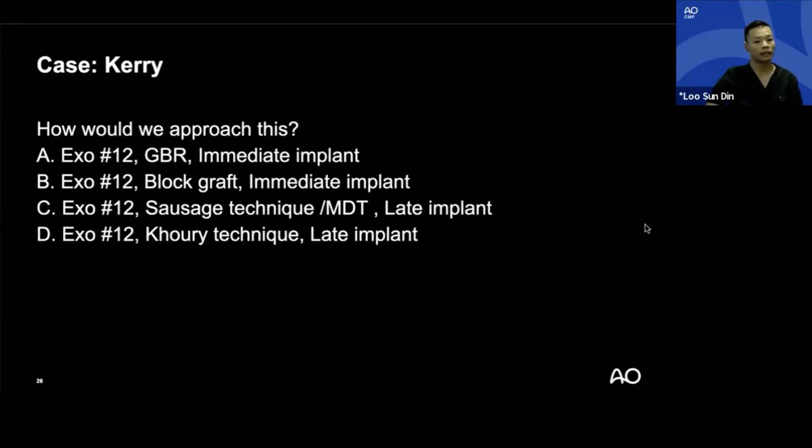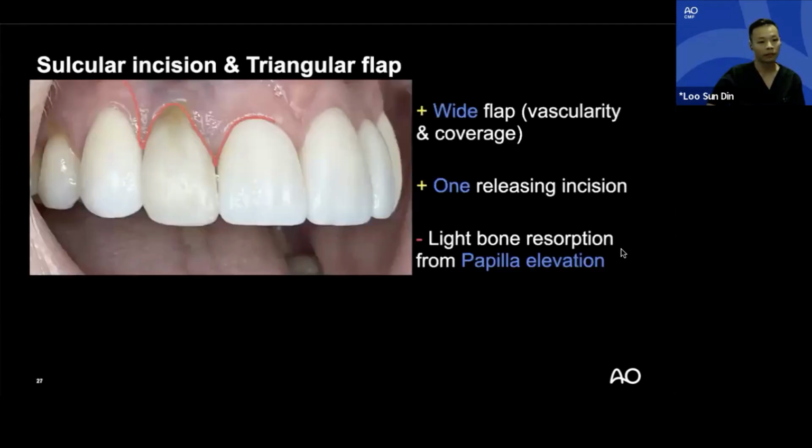Good. I see that there's some adventurous people immediately taking out a 1-2 with GBR and immediate implant. All right. I didn't. I don't think I can do it well if I place an immediate implant.